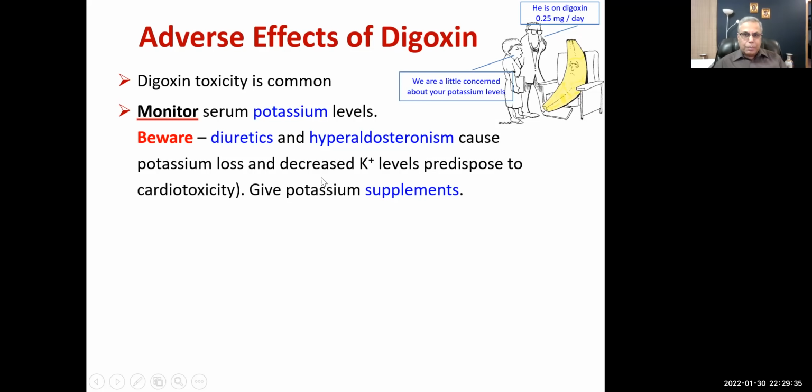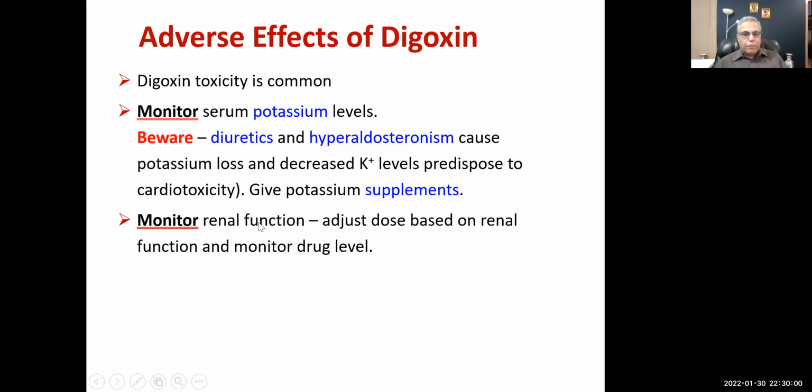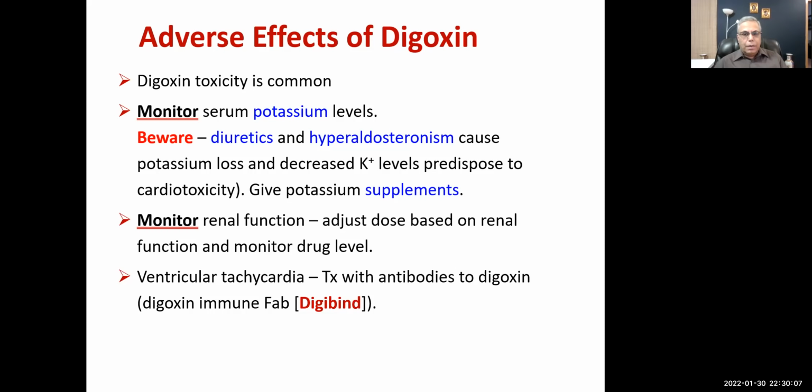hyperaldosteronism cause potassium loss. And we do have hyperaldosteronism in heart failure, because heart failure decreases the perfusion of the kidneys, and the kidneys are going to release renin in response to decreased perfusion or low pressure in the kidneys, right? So loss and decreased potassium levels predispose to cardiotoxicity. So we have to give potassium supplements. We have to monitor renal function, adjust dose based on renal function, and monitor drug level.